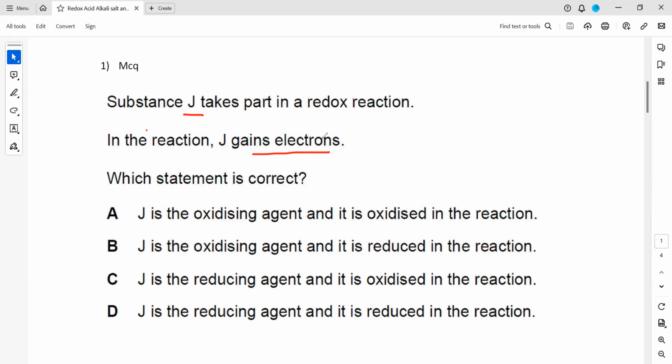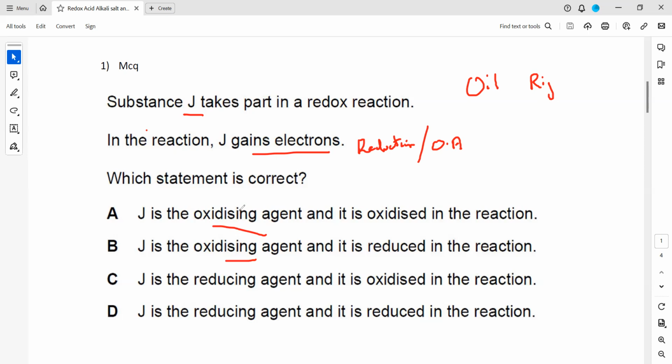J gains electrons. What is the meaning in terms of, remember from OIL RIG, oxidation is a loss and reduction is a gain. So if J gains electrons, what happened to J? For J, reduction happened. And if reduction happened, what is this substance? It is an oxidizing agent.